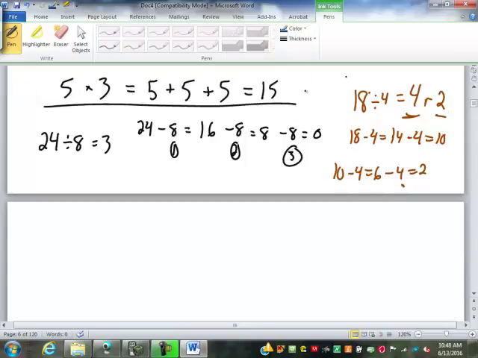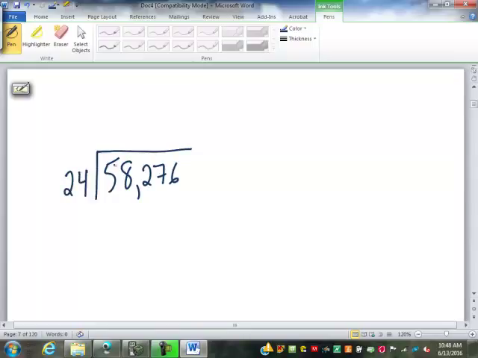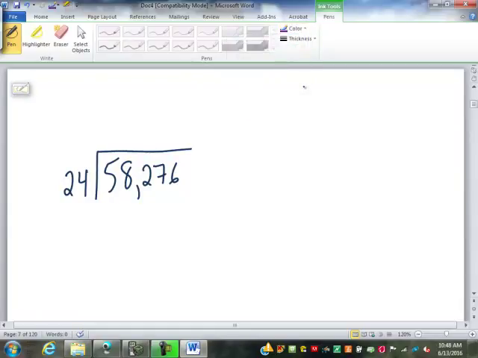With that in mind, let's look at long division. Let's take something like 58,276 divided by 24. Now, we just said that division is repeated subtraction. This is asking how many times can I subtract 24 from 58,276.